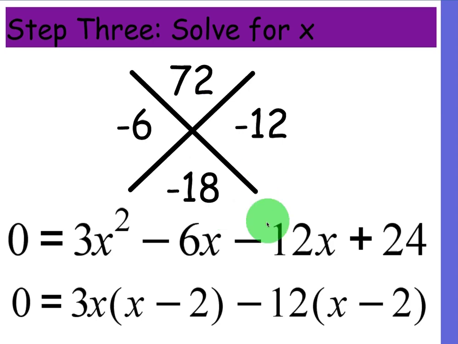I really should have pulled a 3 out to begin with, but anyways. A times c on top and b on bottom. Negative 6 times negative 12 is 72. Negative 6 plus negative 12 is negative 18. So then my expression will break down in those terms.